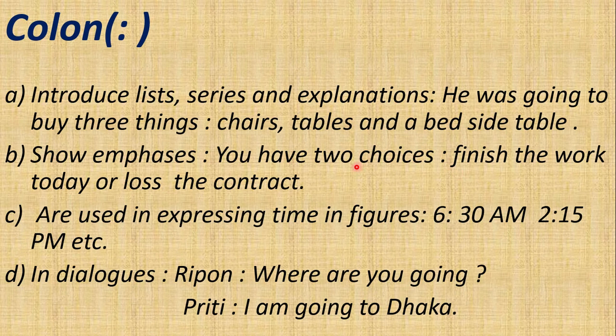Then colon. Introduce list, series and explanation. He was going to buy the three things: chairs, tables and a bedside table. Here we have used three nouns one after another. আমরা একের পর এক নাউন ব্যবহার করে যাচ্ছি। এখানে একটা সিরিজ তৈরি করেছি, সেই জন্য আমরা কি করেছি এখানে চেয়ার্স, tables and bedside tables. Show emphasis. You have two choices: finish the work today or lose the contract. Are used in expressing time in figures: 6:30 am, 2:15 pm, etc.